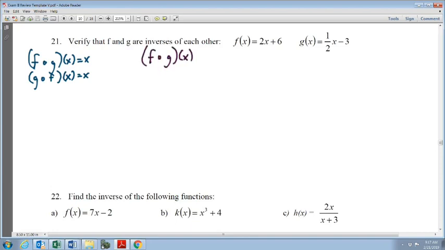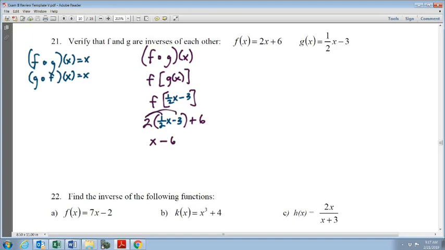So let's find f of g of x. That's going to be f of 1/2 x minus 3. So we'll plug that into the f function. It'll be 2 times my input plus 6, or 2 times 1/2 x minus 3. So when we distribute here, 2 times 1/2 x is just 1x or x. And 2 times a minus 3 is a minus 6. And let's bring down the 6. We're going to end up getting x here.